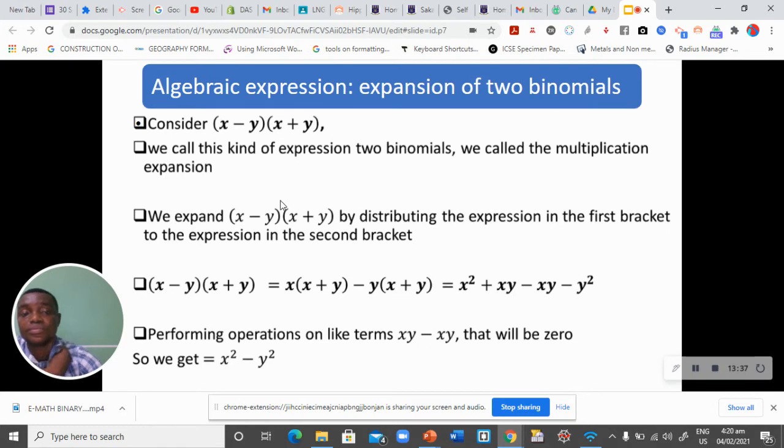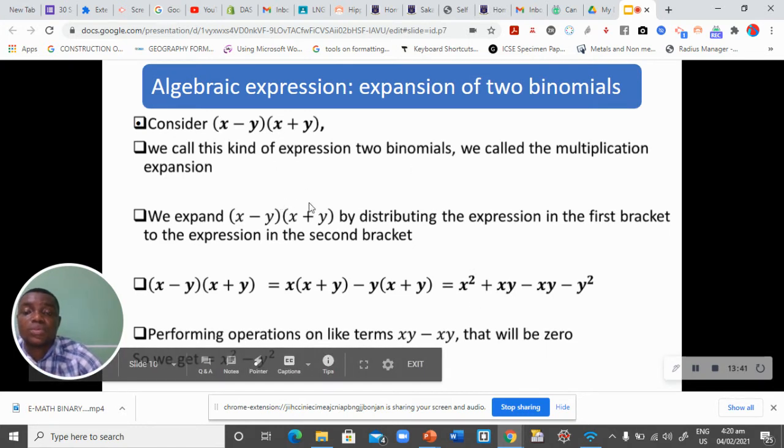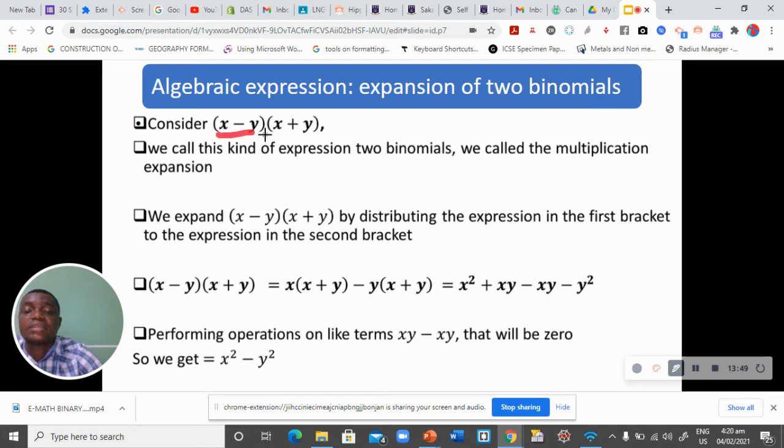Then we move on to expansion of two binomials. So we have two expressions that we want to expand, that is x minus y times x plus y. What we need to do is distribute the first expression to the second. So we expand x minus y times x plus y by distributing the expressions. x, which is the first term here, we use to multiply this. After that, minus y will be used to multiply this. So x is multiplying here, and minus y is multiplying the same x plus y.